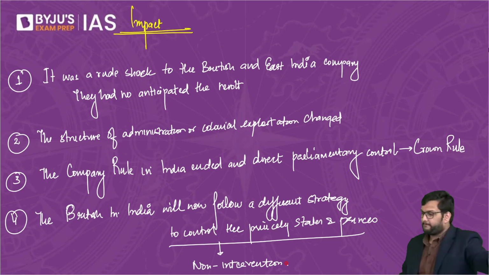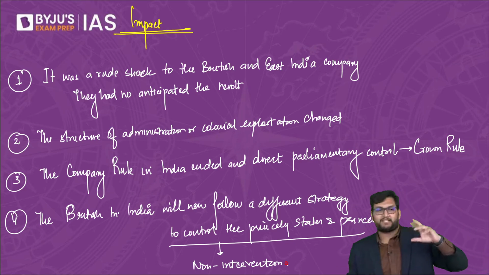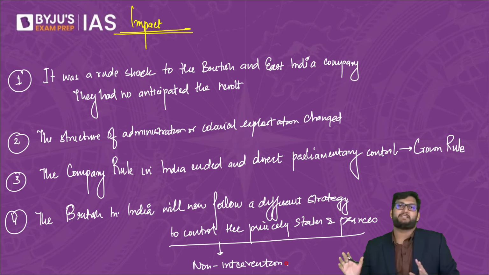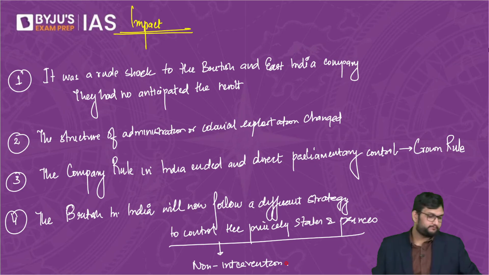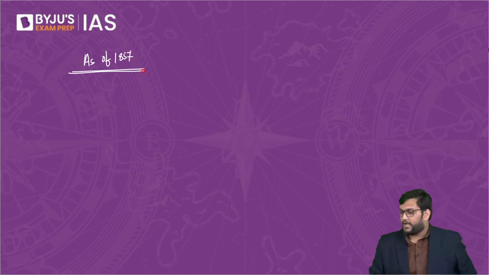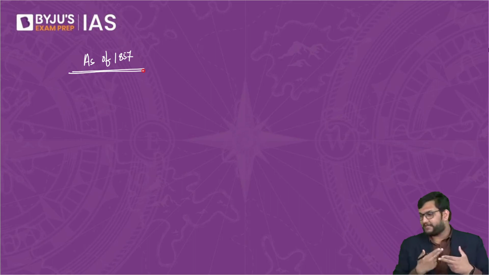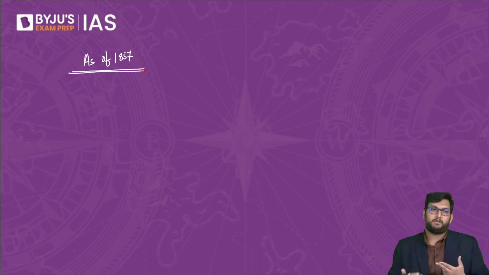Can we discuss that? The East India Company structure, what is the real change in that sense? Very good. Now, as of 1857, second and third point I'm telling you, just be patient. So as of 1857, what was the structure of the British? What was the structure of the British?